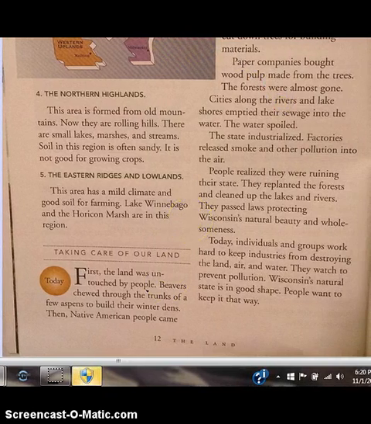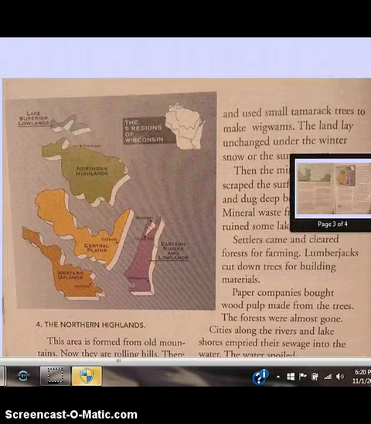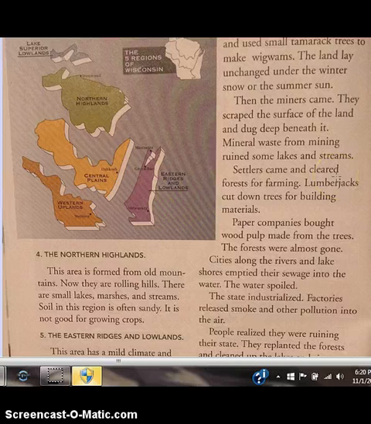Taking care of our land. First, the land was untouched by people. Beavers chewed through the trunks of a few aspens to build their winter dens. Then, Native American people came and used small tamarack trees to make wigwams. The land lay unchanged under the winter snow or the summer sun.